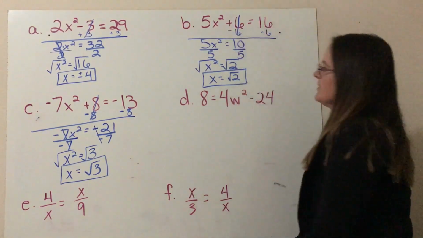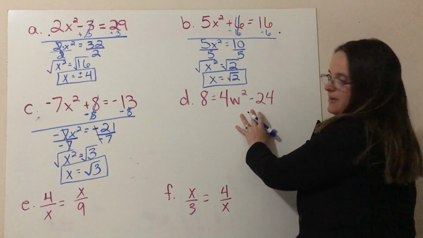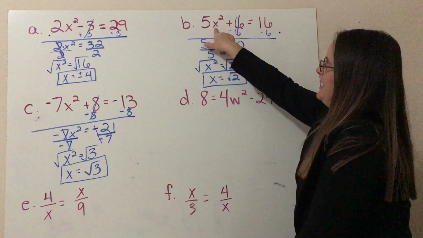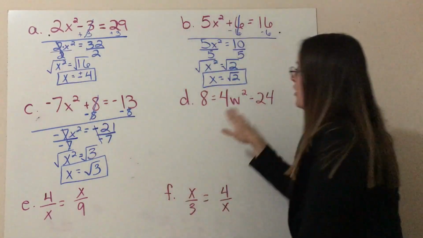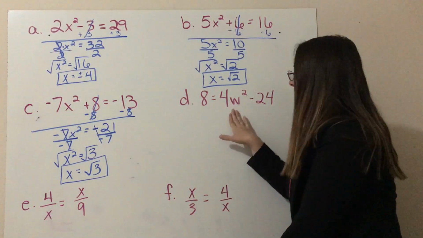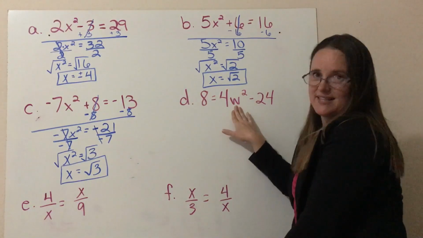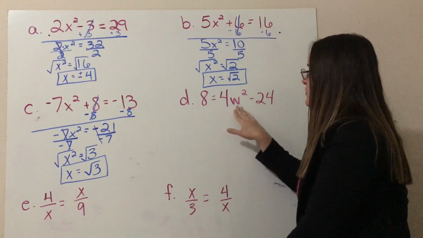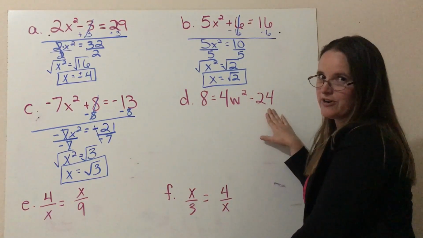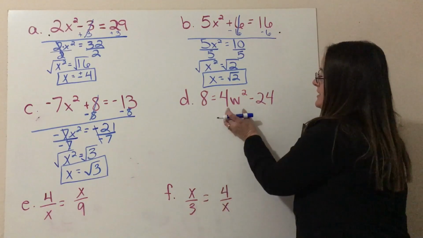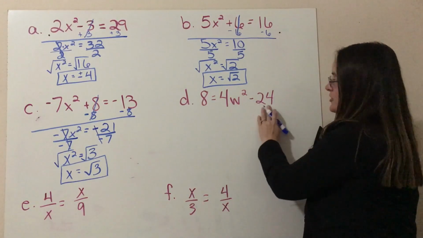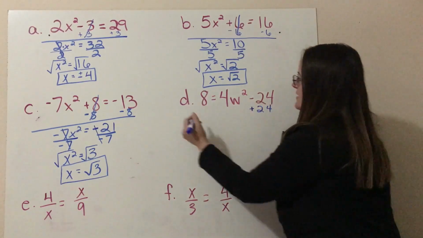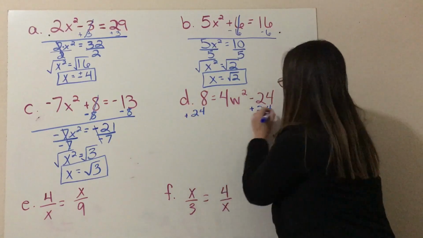D. So they flip-flopped it on us. They put the variable on this side, and then they also did something else tricky here. We don't only have to deal with x's. We can use any letter of the alphabet as our variable. So in this situation, they gave us a w, and they said 8 is equal to 4w squared minus 24. It's the same idea. We still want to get w by itself. So I'm going to start by getting rid of this minus 24. I'm going to add 24 to both sides.